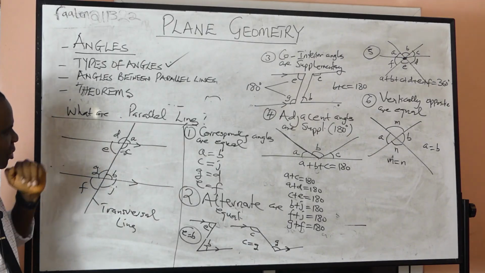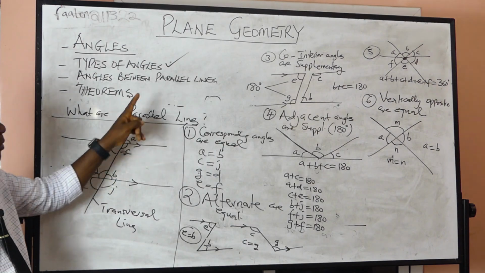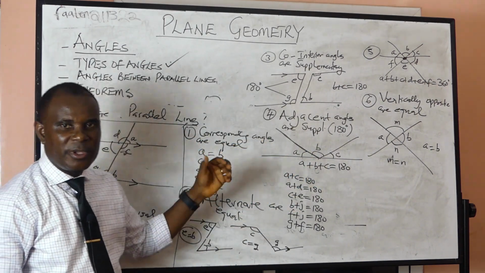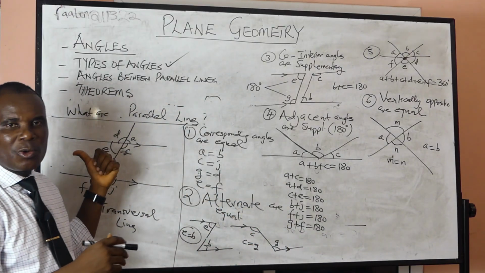We want to look at the relationship between them, which one is equal to the other. So we look at the basic theorem. First theorem is corresponding angles. We say corresponding angles are equal, meaning that angles that are occupying the same position on these two lines are always going to be equal.